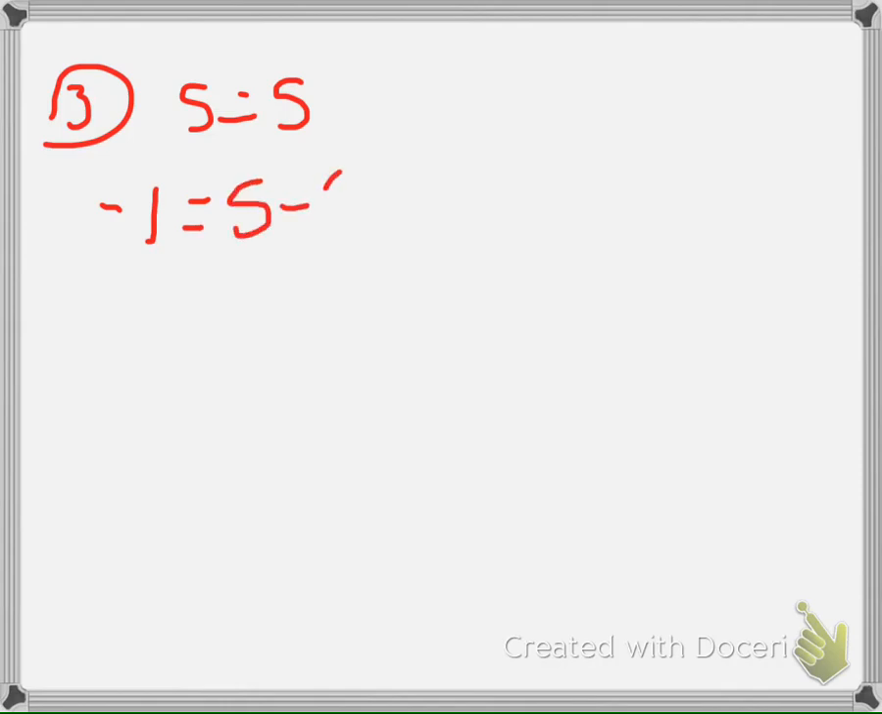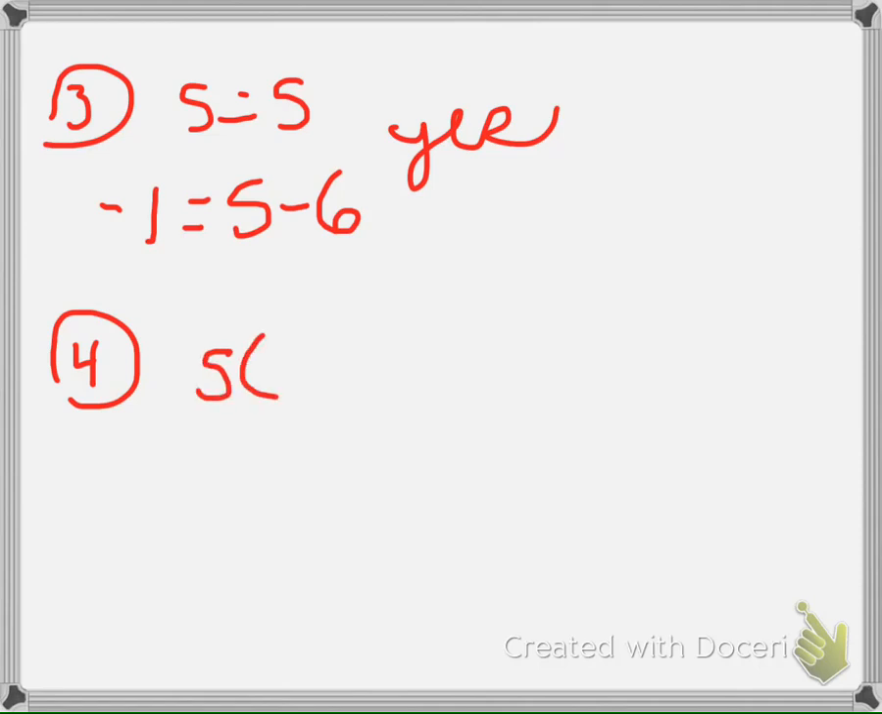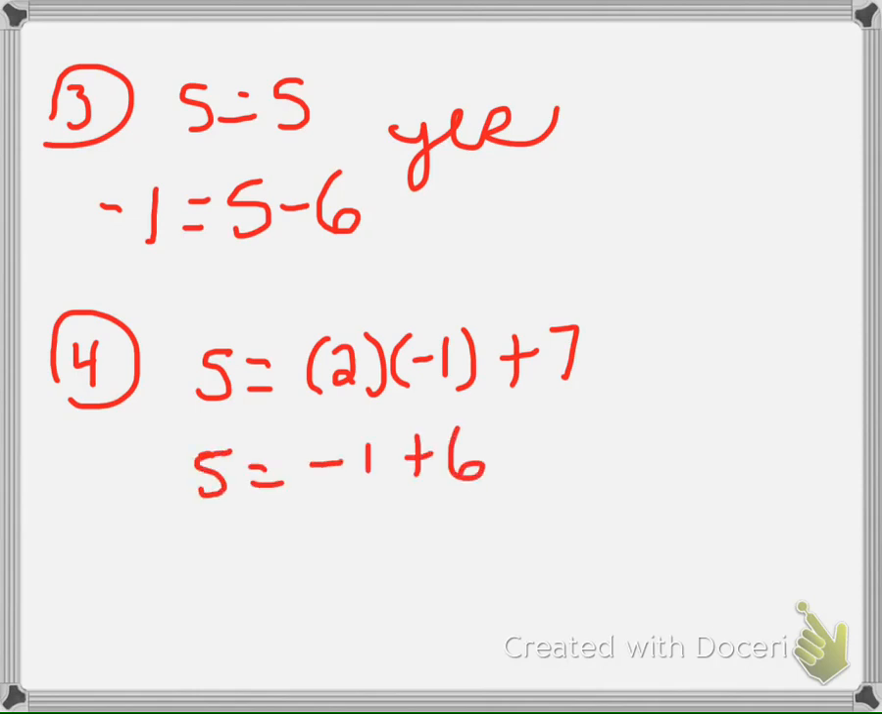For number 3, I would have to say that 5 is equal to 5 for the first equation. That is true. And then for the second equation, I'd have to say negative 1 is equal to 5 minus 6, and that's true. So the ordered pair (-1, 5) is a solution to that. For number 4, 5 is equal to 2 times negative 1 plus 7, and 2 times negative 1 is negative 2, and negative 2 plus 7 is 5, so that's true. And then on the second equation, 5 would have to be equal to negative 1 plus 6. That's also true, so that means that (-1, 5) is the solution to that system too.